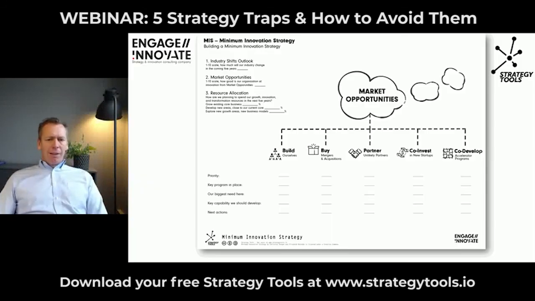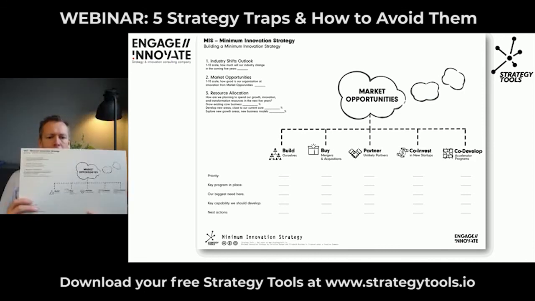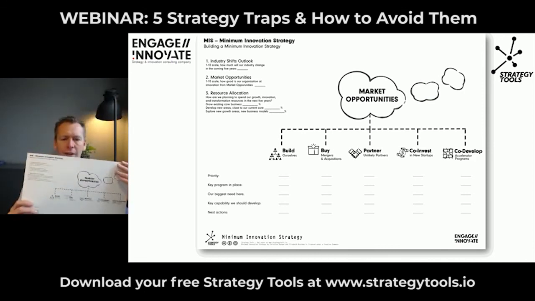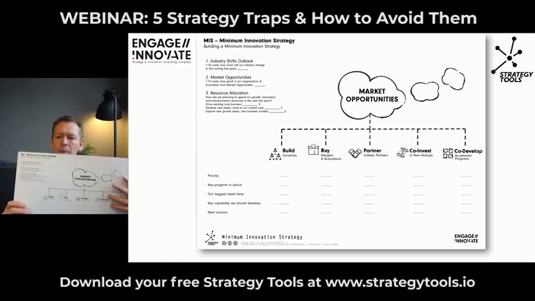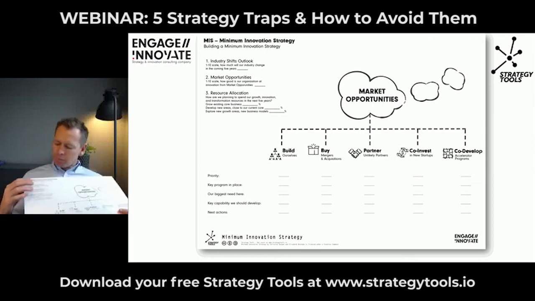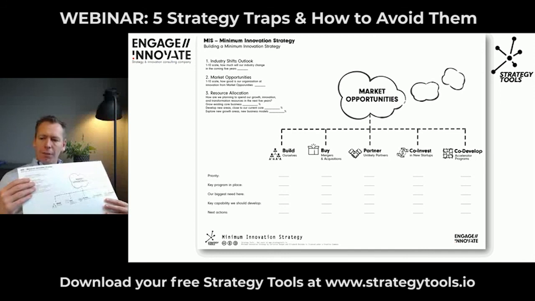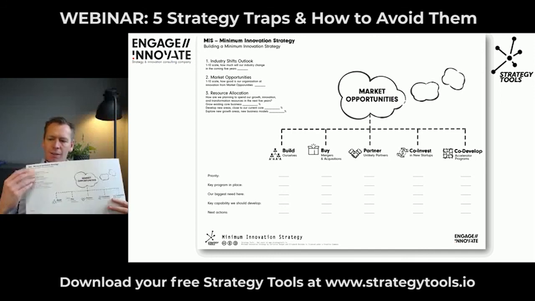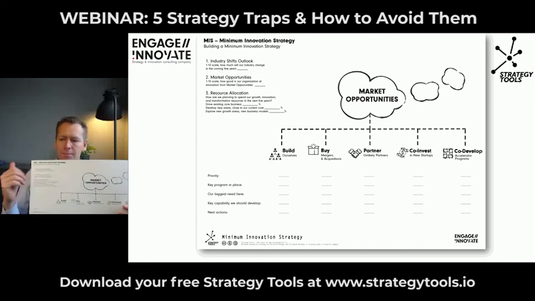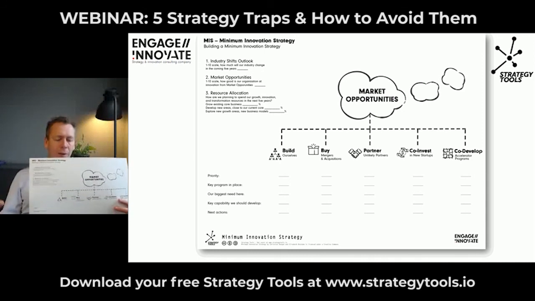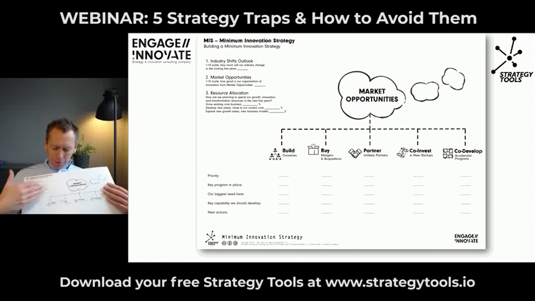So how do you bring this back? Well, this is where the minimum innovation strategy is a really simple to use, easy to understand, but quite complex in content tool to use. On the upper left-hand side, you have 3 questions that cover the things that we talked about right now: industry shifts outlook, market opportunities, and resource allocation. It comes to resource allocation back again. But then you dive into the 5 pillars.